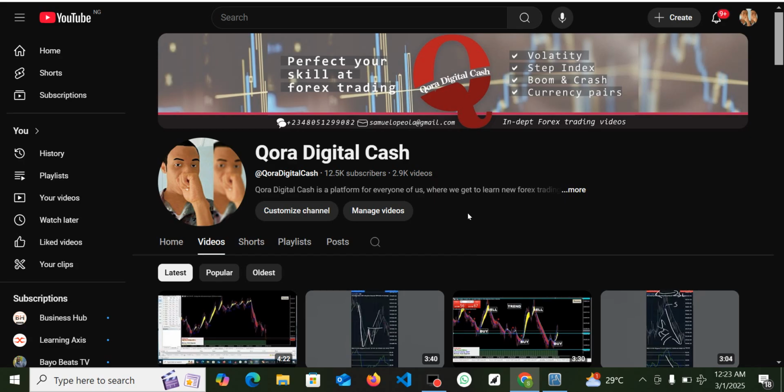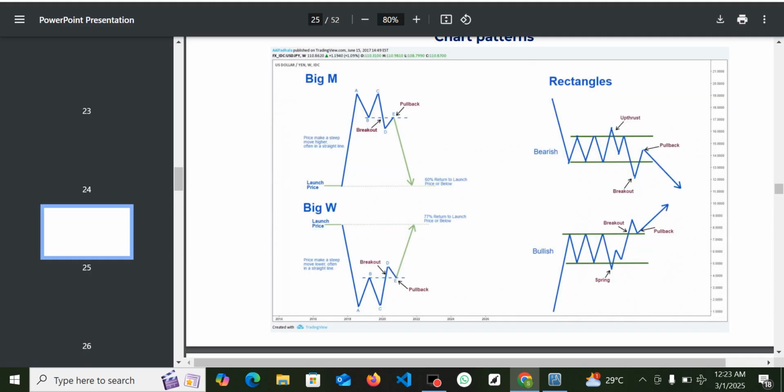So I have decided to show you some basic chart formations and explain how you can use them to milk the market successfully, because once you are able to identify some of these chart formations, you will be able to use them to milk the market successfully. So let's go straight into it right away.